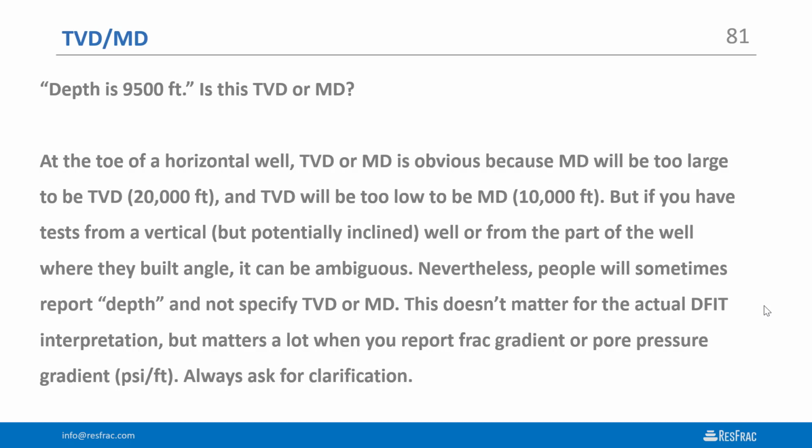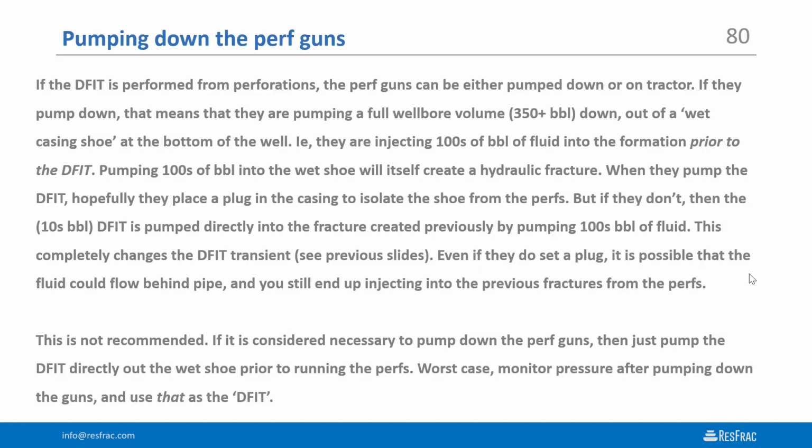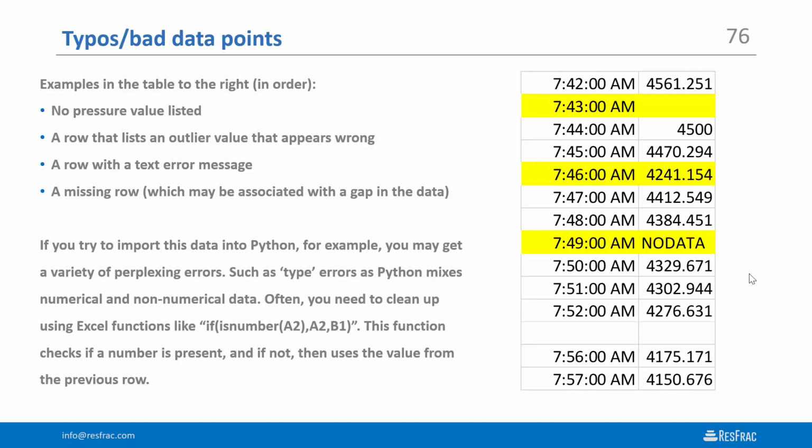But if you have a mildly inclined well, or you've got a test from the part where they built the angle, TVD and MD may not be that different, and it may actually be ambiguous which one they're referring to. Nevertheless, you'll get a depth that doesn't say which, and you've got to be super careful, especially because you often will want to be reporting your data in terms of PSI per foot, either the frac gradient or the pore pressure, and so you don't want to use MD when it's TVD or vice versa. So sometimes it's not given clearly; never hesitate to ask for clarification and make sure. Never make assumptions in this stuff because it's really easy for things to happen that mix you up.